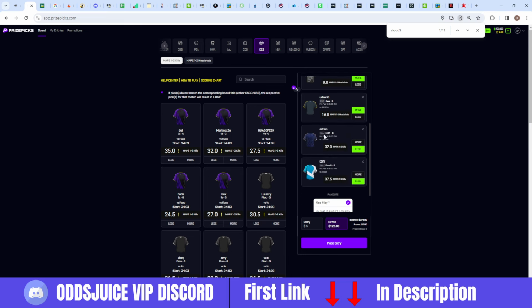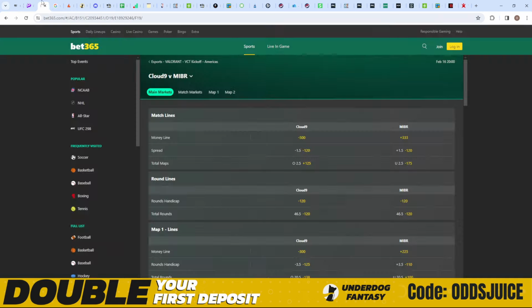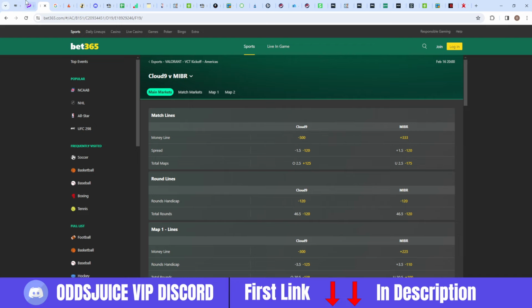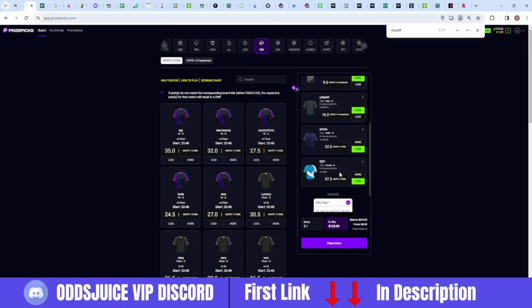Then in Valorant, same case here, MIBR versus Cloud9. You could actually see that Cloud9 is a minus 500 favorite. So if there's fewer rounds, if Cloud9's absolutely blowing out MIBR, it is more likely that these guys are both going to go under again.